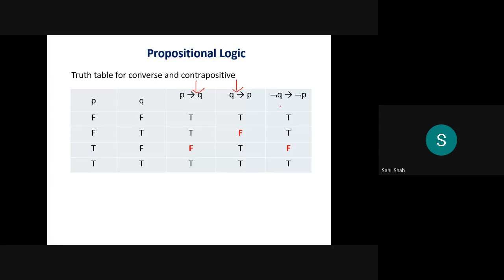How about this? If we observe P conditional Q, the original statement form, and negation Q conditional negation P, which is contrapositive, I could observe that the truth values of both of the statements are exactly the same. So can I say P conditional Q is logically equivalent with its contrapositive, which is negation Q conditional negation P? Yes, it is perfectly. I can say. Moving further.